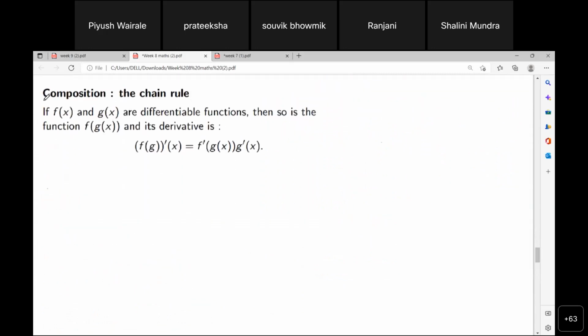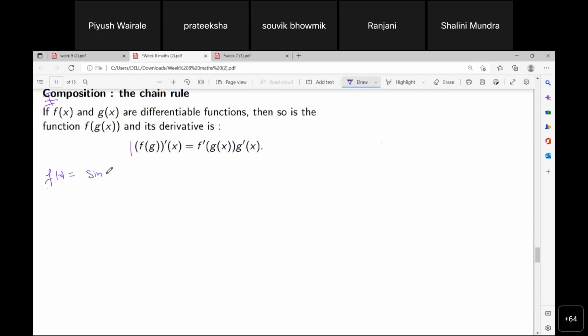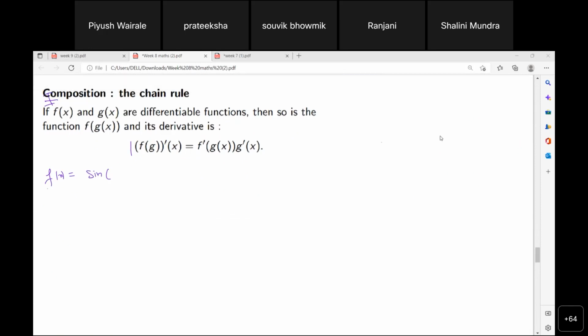So now what about the chain rule? The proper composition of a chain rule that we have applied earlier. It's how to apply this particular chain rule. So suppose I have been given a function f of x like this: sine of cos of e to the power x cube. This is my f of x, and I want to differentiate this particular function.